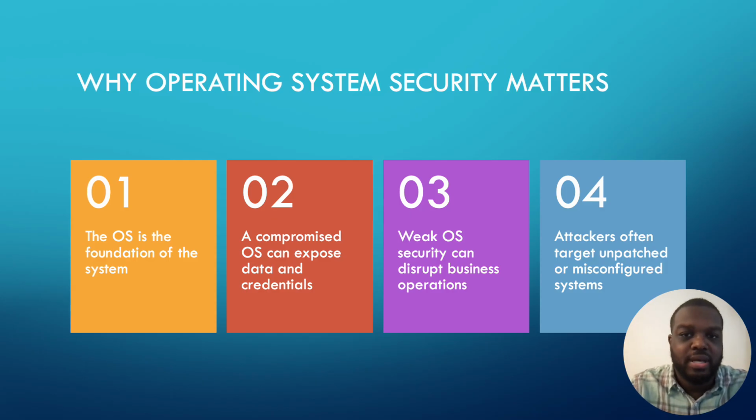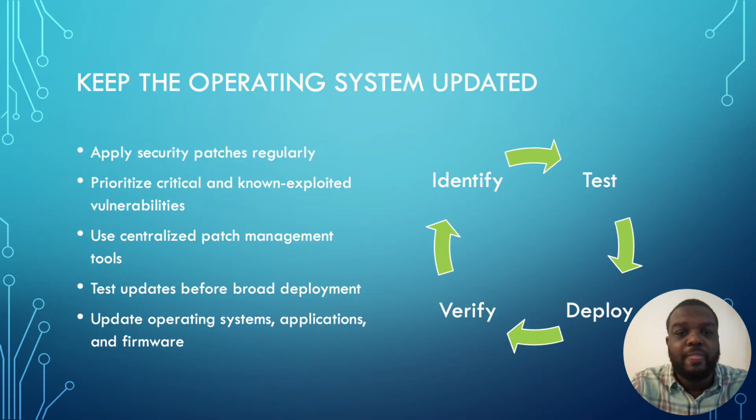Now that we understand why operating system security matters, the first major protection strategy to discuss is keeping systems updated. One of the most effective ways to protect an operating system is to keep it updated. Security patches are released to fix known vulnerabilities before attackers can take advantage of them. If an organization delays patching, it gives attackers more time to exploit those weaknesses.